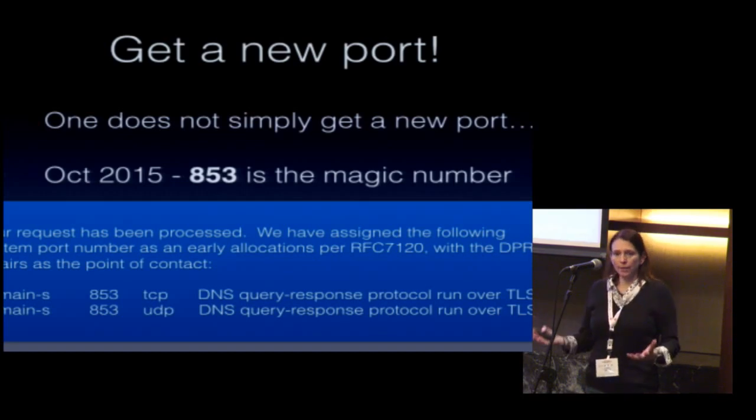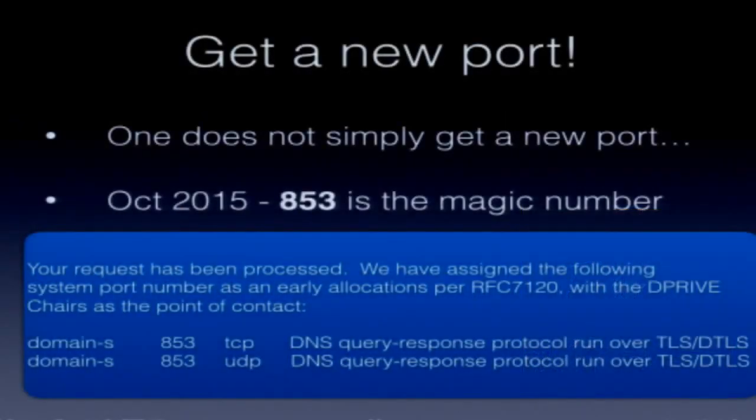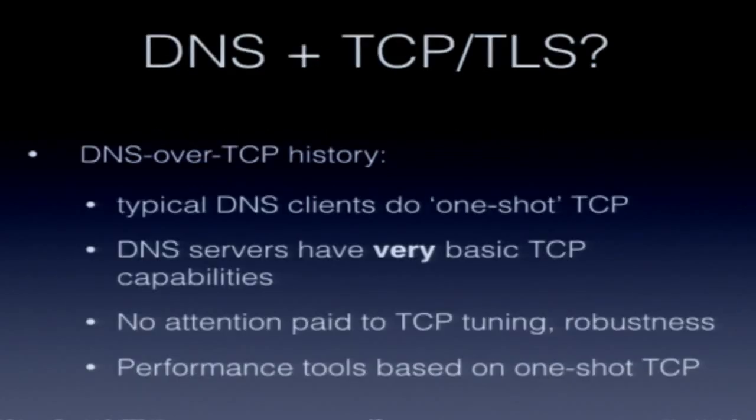Okay, so top of that list was get a new port. How easy is that? Well, it turns out if you have a really solid use case, which this was, it's pretty easy. We asked and we got. Fantastic. So a year ago, port 853 was assigned for use for encrypted DNS. Hurrah. Next problem.